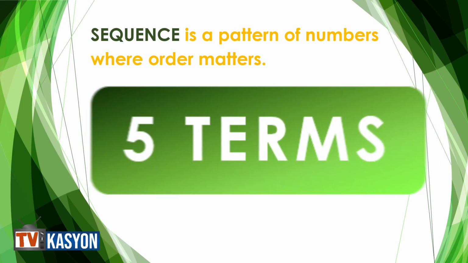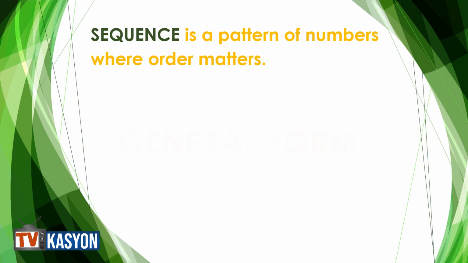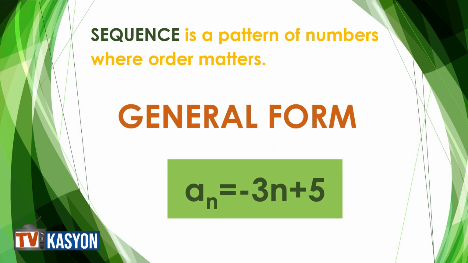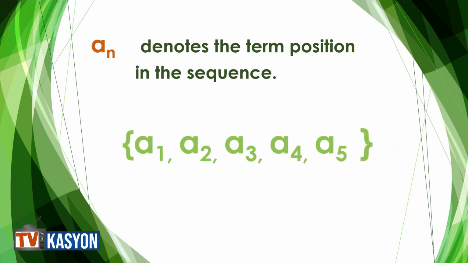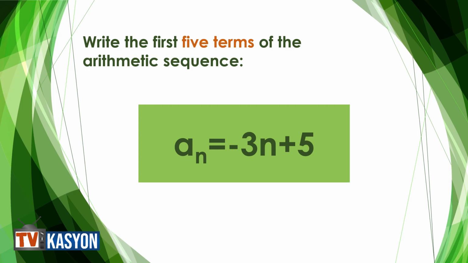Now, I will be writing the first 5 terms of an arithmetic sequence, written in general form. Given the arithmetic sequence a sub n equals negative 3n plus 5, remember that a sub n denotes the term position in the sequence. Basically, I will be looking for the values of a sub 1, a sub 2, a sub 3, a sub 4, and a sub 5. To get the first 5 terms, I will substitute the values of n, then do the calculations. Using the general form, a sub n equals negative 3n plus 5.